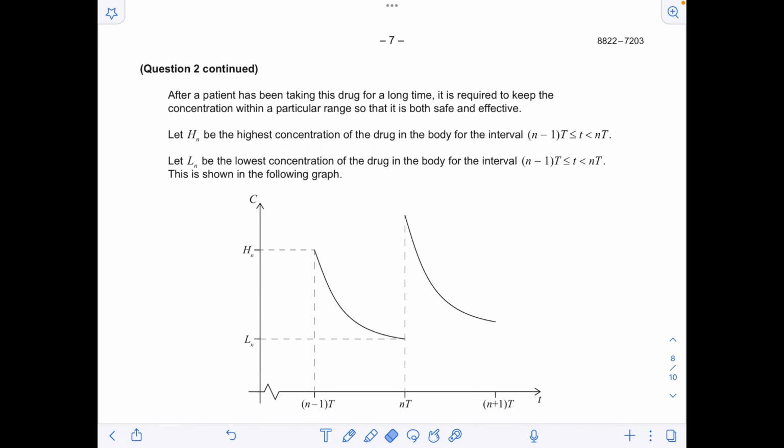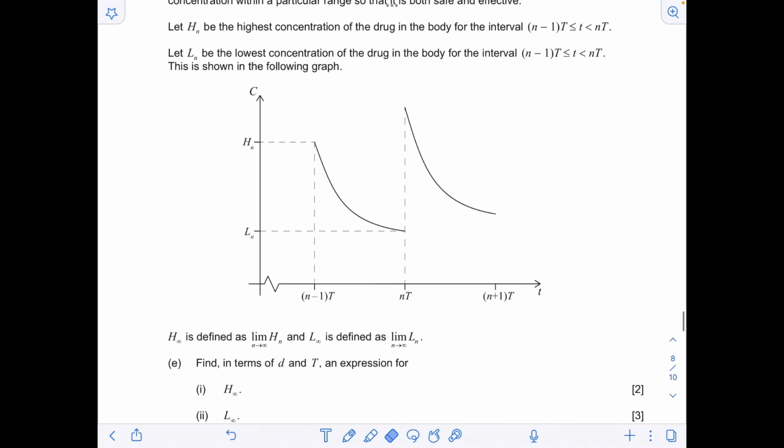The next part of question 2 on the next page, we read: after a patient has been taking this drug for a long time, it is required to keep the concentration within a particular range so that it's both safe and effective. Let Hn be the highest concentration of the drug in the body for the interval (n minus 1) capital T less than or equal to t less than nT. In other words, between a previous dose and next dose, and let Ln be the lowest concentration of the drug in the body during that same interval.